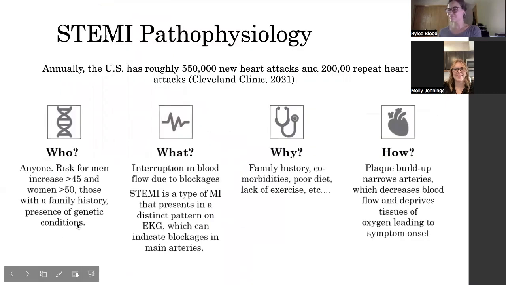Okay, so Riley just talked about what STEMIs are and what they look like. Now we will talk a little bit more about the pathophysiology behind it. So heart attacks can happen very quickly and time is of importance. Annually, the US has roughly 550,000 new heart attacks and 200,000 repeat heart attacks. So who, what, why, and how?